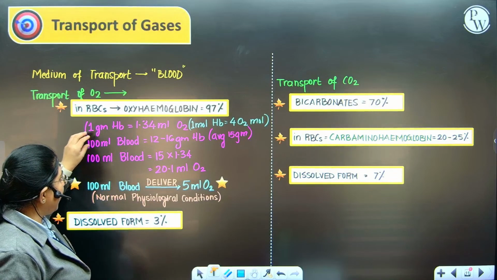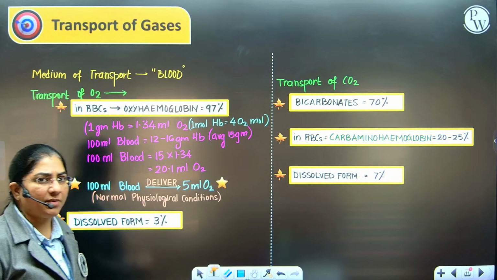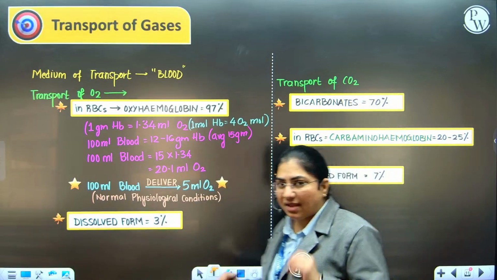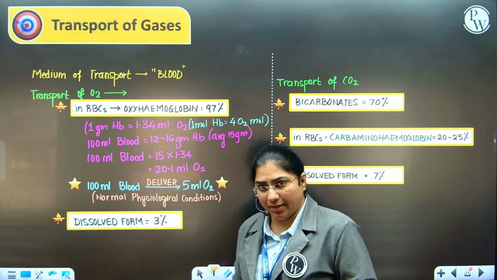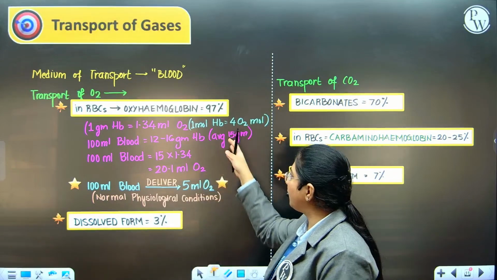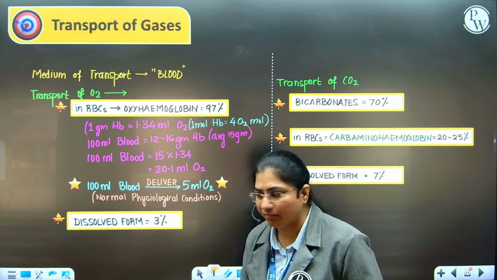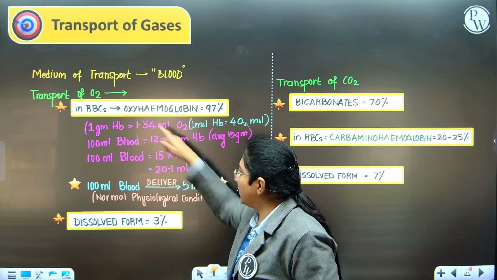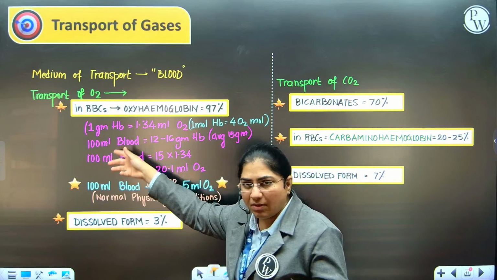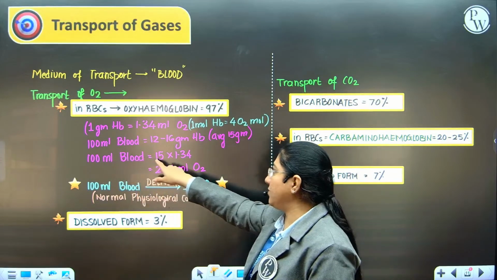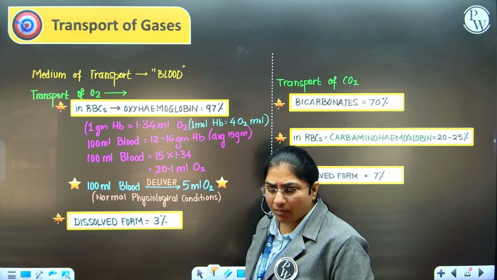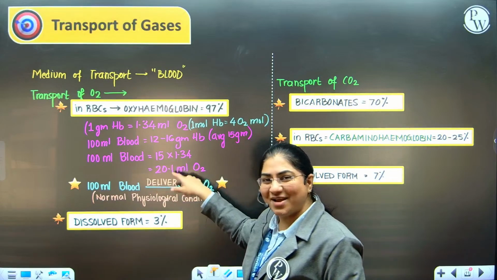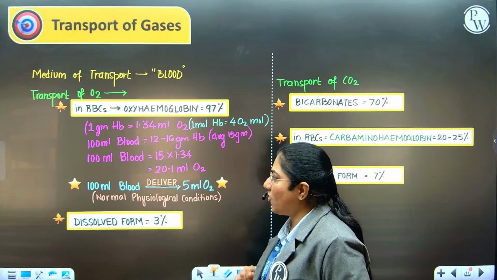Now in 100 ml of blood, how much hemoglobin is present? The circulation chapter enumerates there are 12 to 16 grams of hemoglobin in 100 ml of blood. Let us take an average of 15 grams of hemoglobin in 100 ml. So 15 grams in 100 ml, and 1 gram of hemoglobin carries 1.34 ml. So simple mathematics, 100 ml of blood can carry 15 into 1.34 ml. On an average, don't worry, I've done the calculation for you. It is 20.1 ml of oxygen.